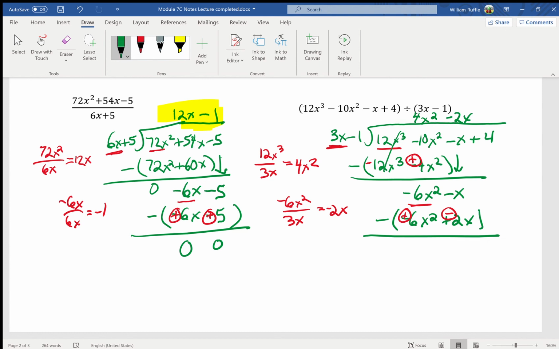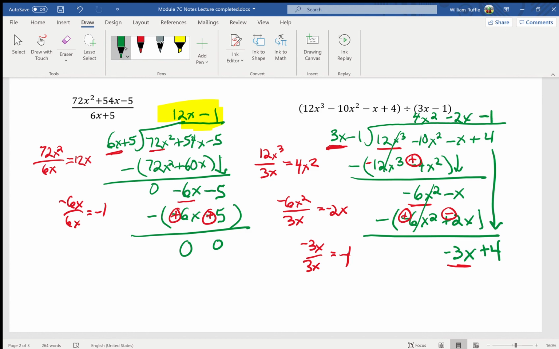Oops. So negative 6x squared plus 6x squared cancels. Negative x plus negative 2x is negative 3x. I bring down my last number, plus 4. I look at negative 3x over 3x. That reduces to negative 1. So I write my minus 1 up here.